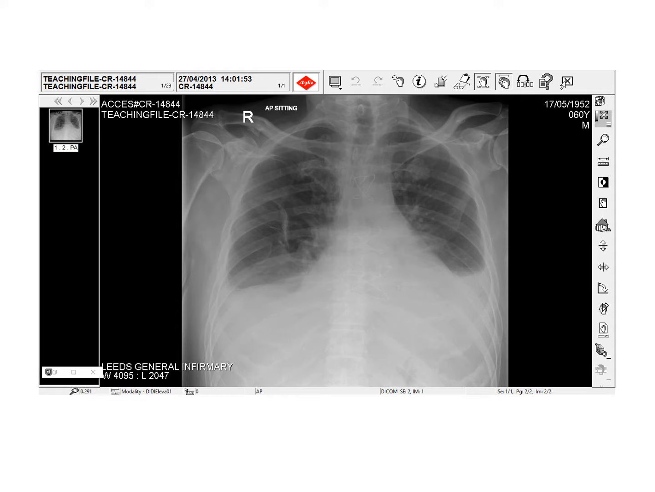This is a post-op surgical patient, cardiac post-op. They have small bibasal effusions, atelectasis in the right middle zone, and a small collapse on the left base, which is classified by the sail sign on the left.